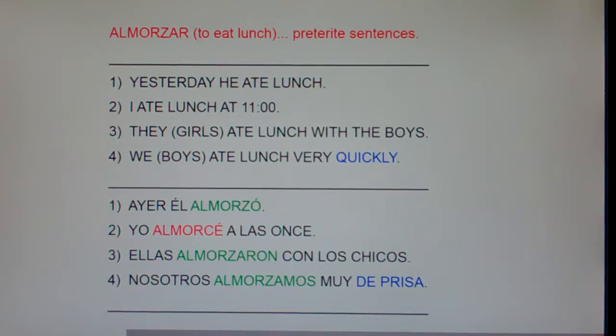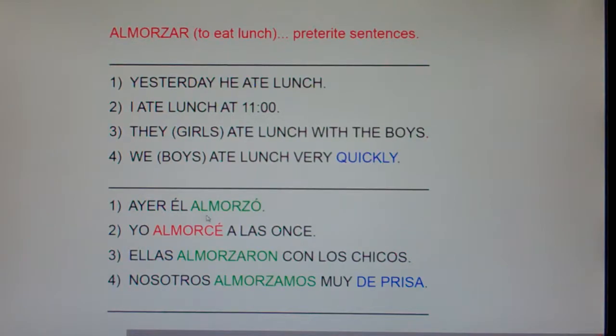Now again, almorzar is what I call a car-gar-zar verb, because it ends in zar, okay? So, the yo form ends with an E with an accent, and the he form ends with an O. Because remember I said the most important chant in Spanish too. If it ends in an E, it was done by me once with an accent. If it ends in an O, it was done by Joe once with an accent. That's true for all AR regular preterite verbs, and it's also true for all car-gar-zar verbs. So the yo form has an accent and the he form has an accent.